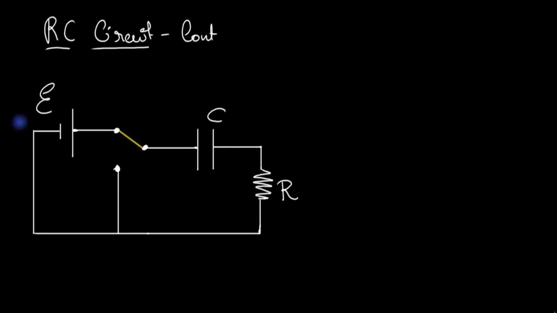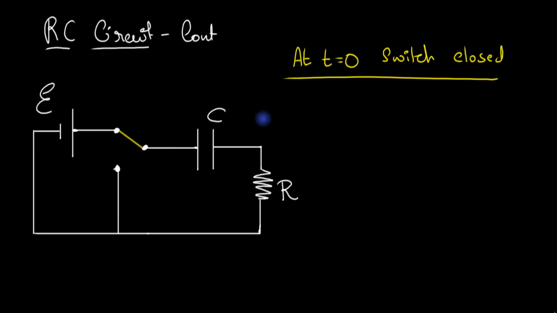We have a battery of EMF E. It's an ideal battery, no resistance. And we have an uncharged capacitor and there is no current in the circuit before closing the switch. And we have closed the switch at time t equal to 0. The question is, what's going to be the charge on the capacitor after some time t?